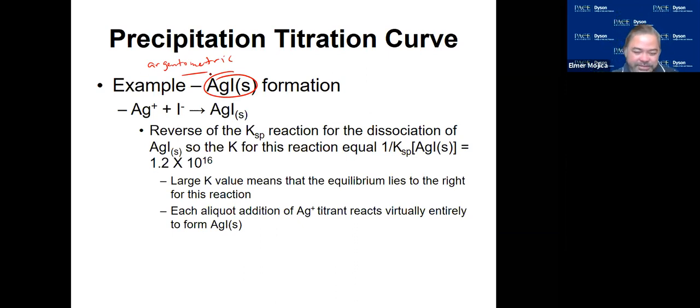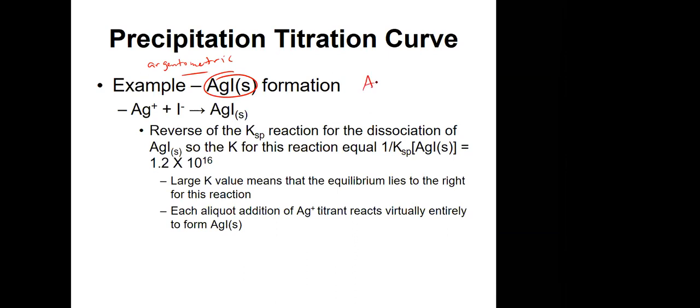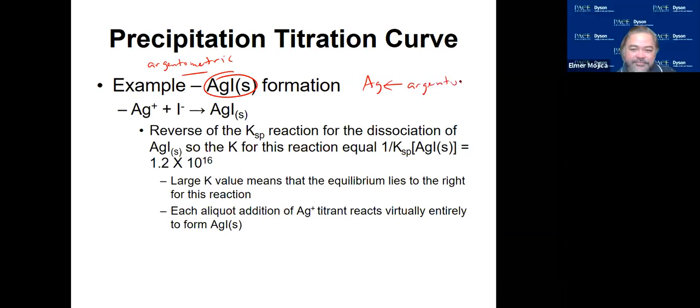What does Ag mean? Silver? Yep. Or by its Latin name, Argentum. Okay. So what we're going to do here is look at how we form the silver iodide precipitate. Remember, all halides are soluble except mercury, lead, and silver.